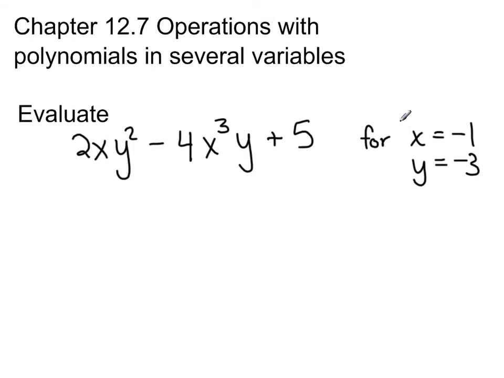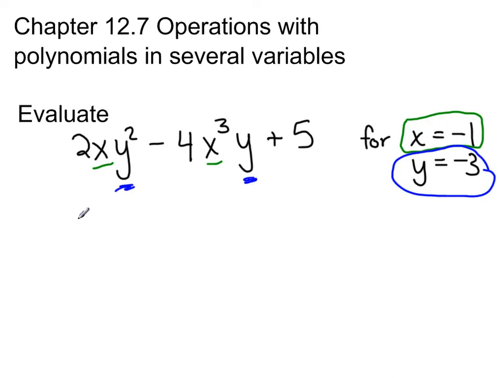Now, what I like to do is use different color pens, highlighters, anything, so that I'm aware of plugging in x equals -1 only for the x's. I don't want to confuse those x and y's. And the same deal for the y's. I want y to be -3, so only for the y values do I want -3 to be plugged in.